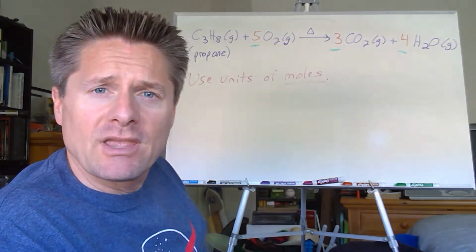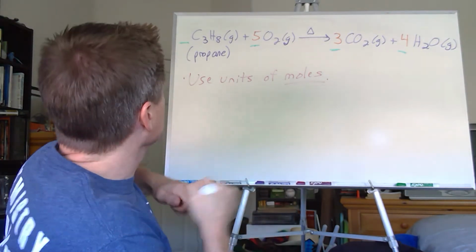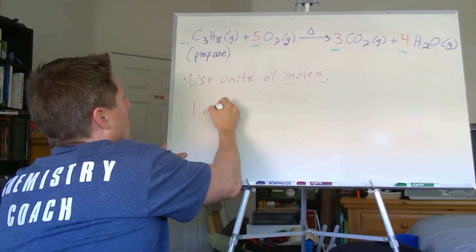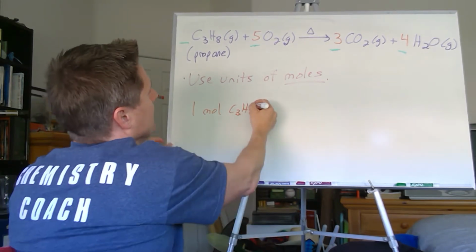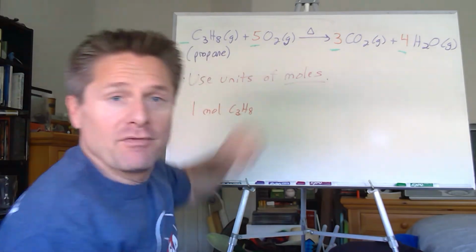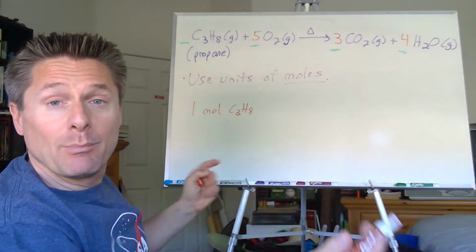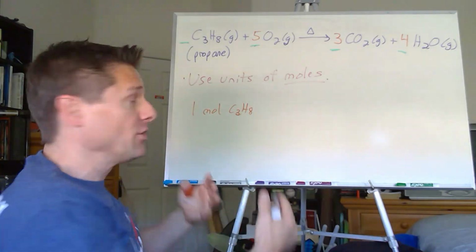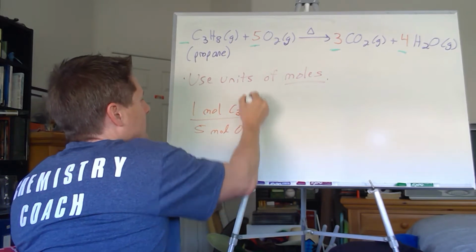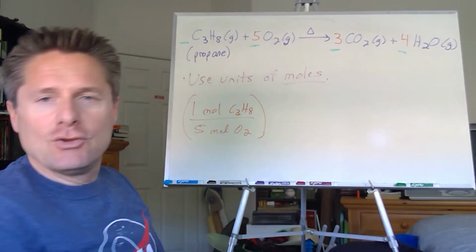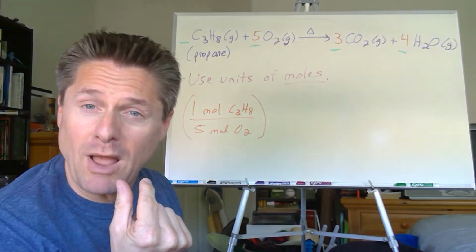Now I can set up these stoichiometric ratios. Look at the many different ways I could do this. You ready? So I could say 1 mole of propane. Now, how are we going to set this up? It's a ratio, right? Reacts with 5 moles of oxygen, correct? So I could say that reacts with 5 moles of oxygen, but I can write that as a stoichiometric ratio or factor. 5 moles of oxygen. I can use that as a link in a dimensional analysis problem.